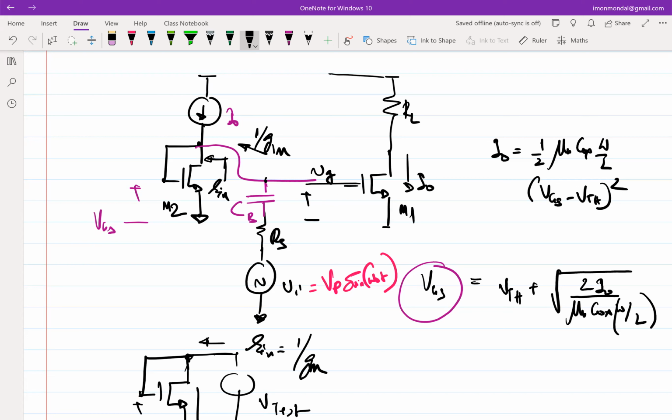Which path? M2 to VG, meaning here? Before CB. Here? Here?